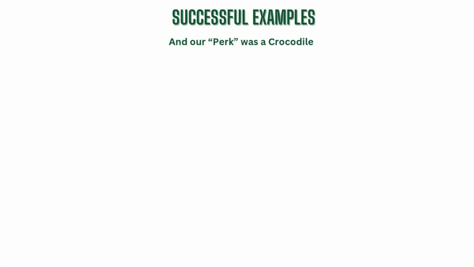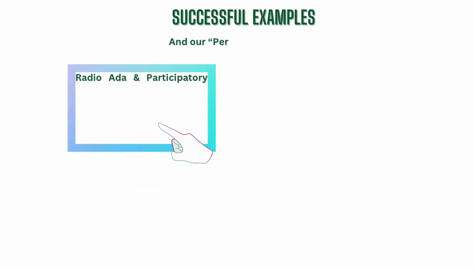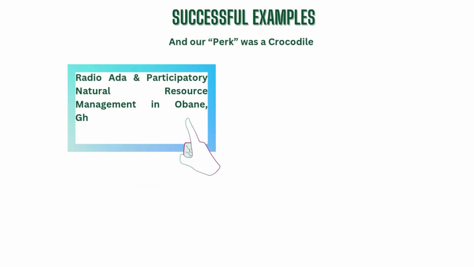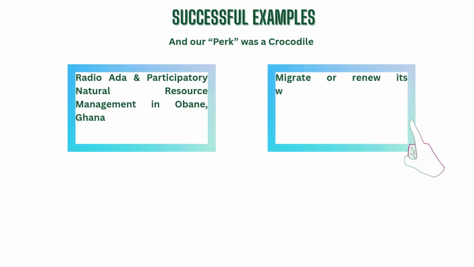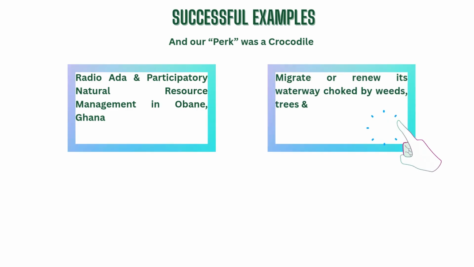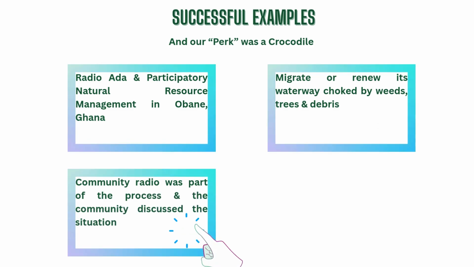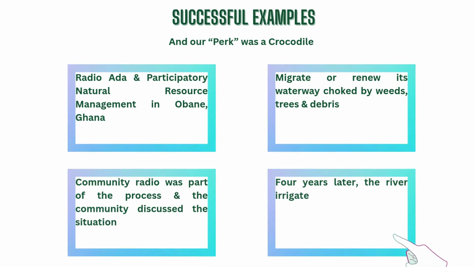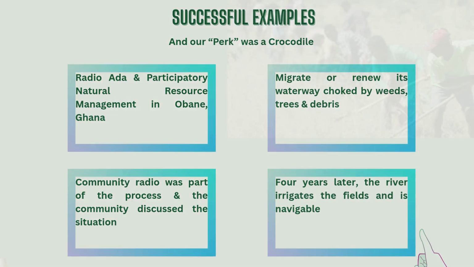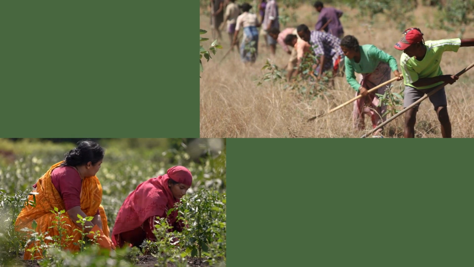Successful examples. Radio ADA and participatory natural resource management in Obane, Ghana. The community set out to renew its waterway choked by weeds, trees, and debris. Community radio was part of the process and the community discussed the situation. Four years later, the river irrigates the fields and is navigable. This image shows participatory natural resource management by farmers.